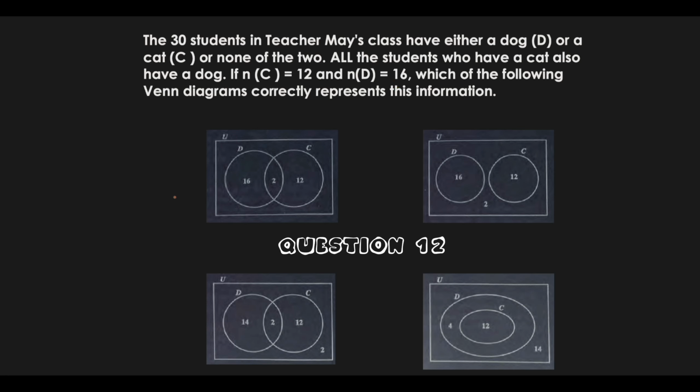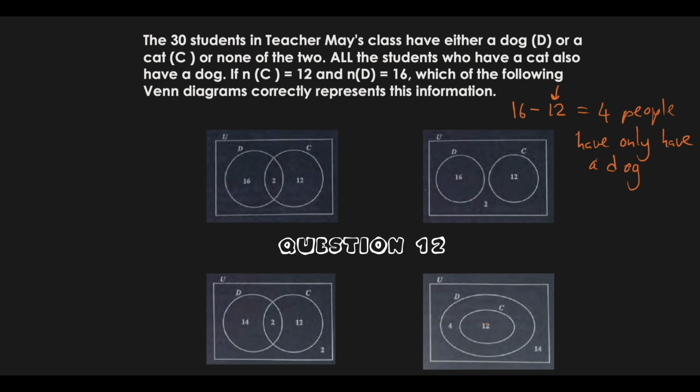So the thing is now, if you have a cat, you also have a dog. But based on this, if 12 people have cats, which means that out of these who have dogs, 12 of them also have the cats. So 12 of these people who have cats are included in those who have dogs. But there are extra number of dogs. So that means that 16 take away 12 represents 4 students who only have a dog.